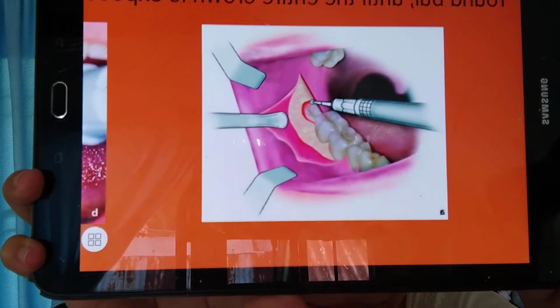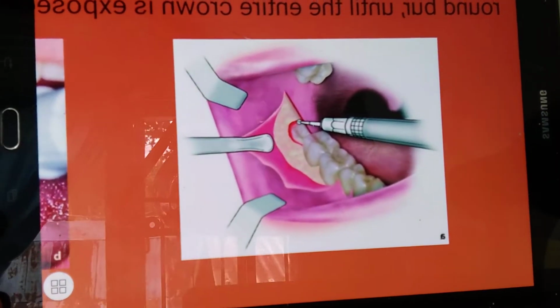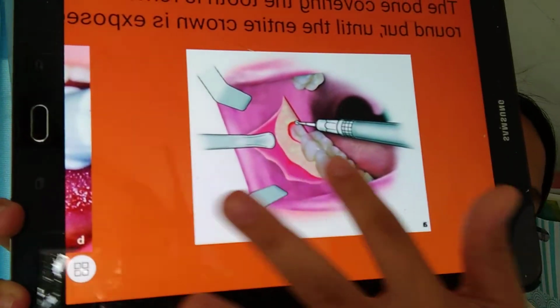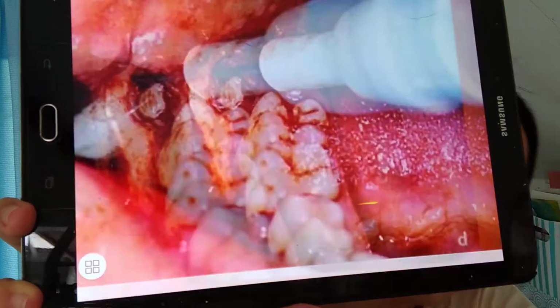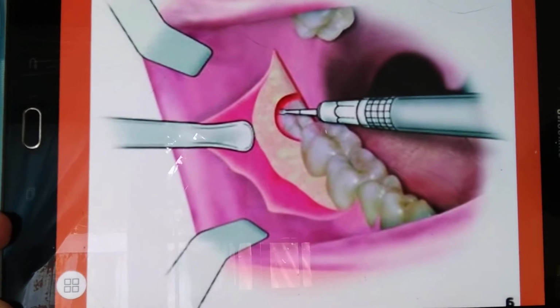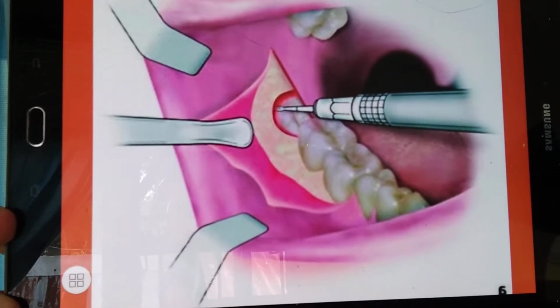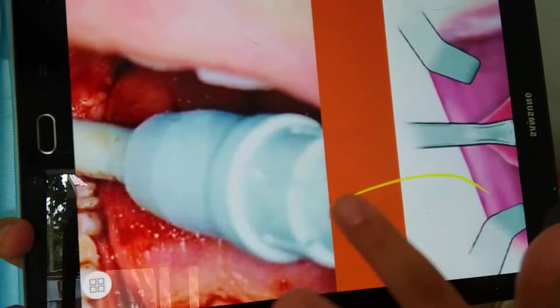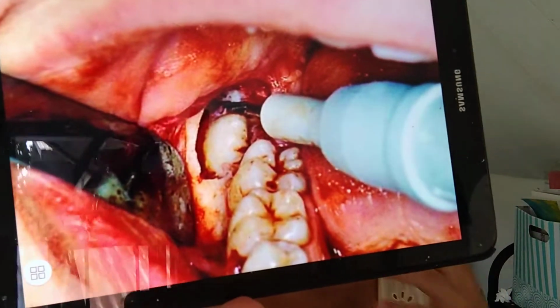Okay. And then again, after incisioning and reflecting the flap, we are going to remove the bone that is covering the tooth using a round burr until the entire crown is exposed right here. And afterwards, using a fissure burr, this one right here on the diagram, sufficient bone is removed using the guttering technique on the buccal and mainly the distal aspect of the tooth right here.